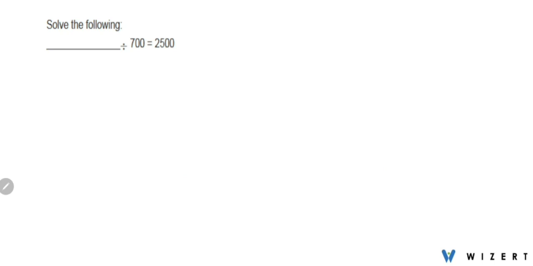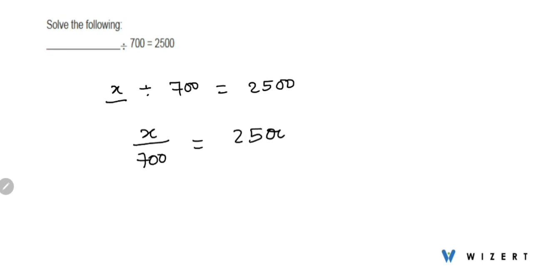Solve the following. So what number should be divided by 700 to get 2500? So let's say this number is x. So x divided by 700 gives 2500. So we can write x divided by 700 like this. So this is equal to 2500.